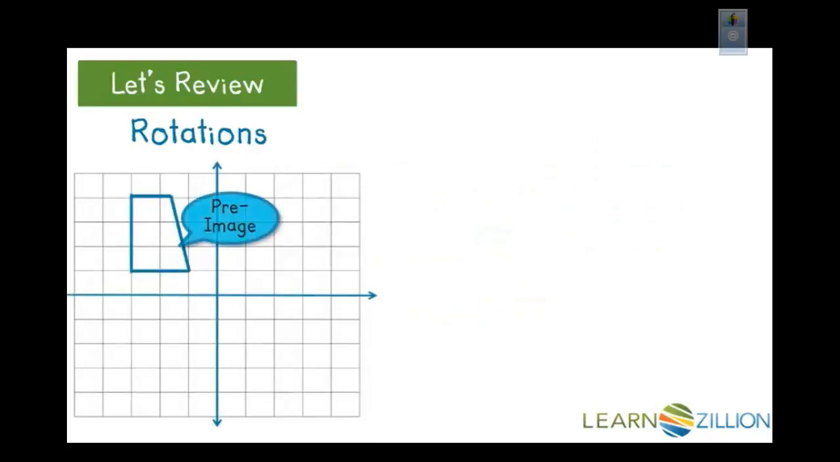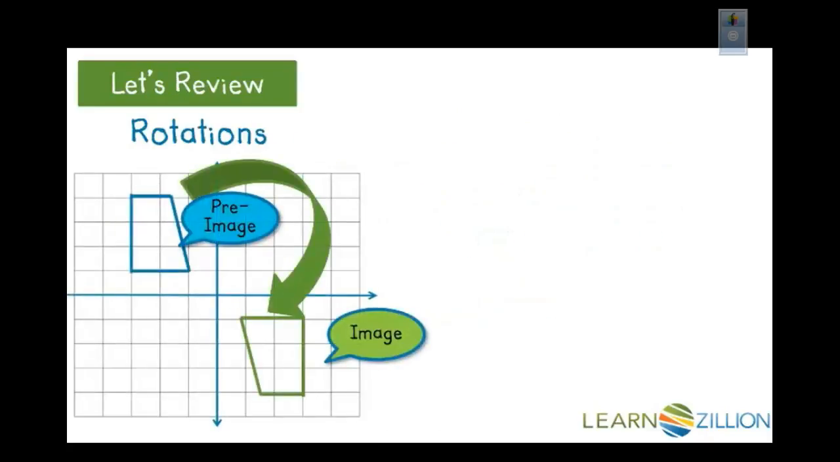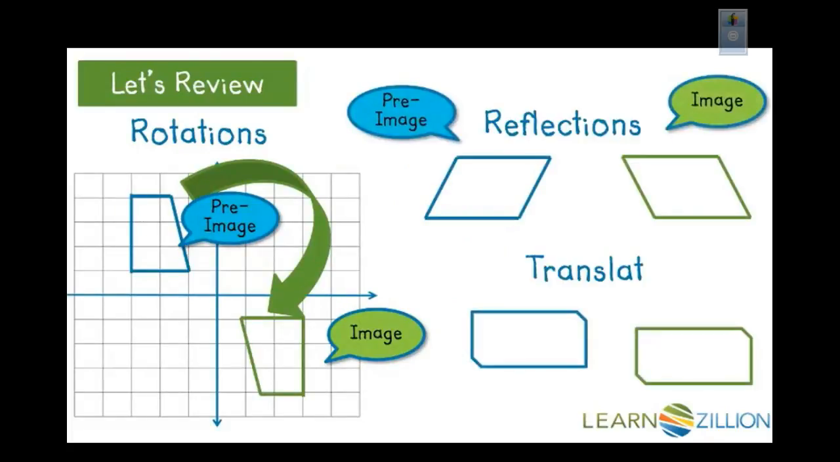Let's review. We know there are three kinds of rigid transformations that keep size and shape the same: rotations, reflections, and translations. In a reflection, size and shape stay the same, but orientation and position change. In rotations and translations, size, shape, and orientation stay the same, but position changes.